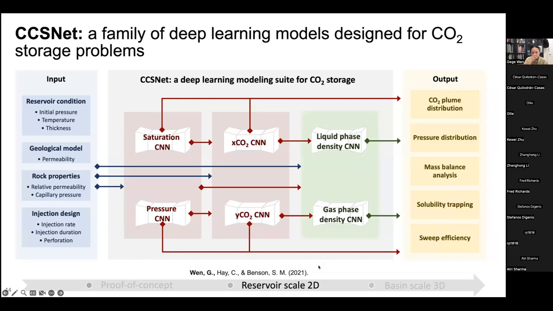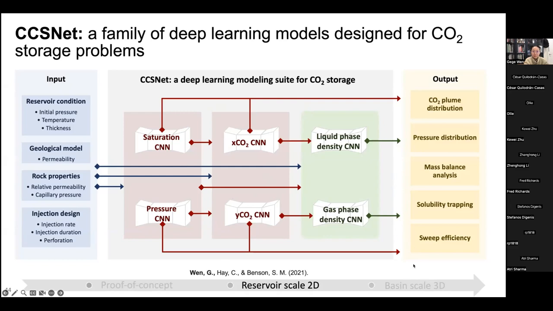And then we designed this suite of models. We call this CCSNet. It is a family of CNNs designed for the CO2 storage problem. This modeling suite includes a saturation CNN, a pressure CNN, two molar fraction CNNs in the middle, and two auxiliary density CNNs at the end. Each of these models in the modeling suite is connected to either the input or some previous model. And using these six models together, we can piece out everything on the right-hand side that we need for the CO2 storage problem.